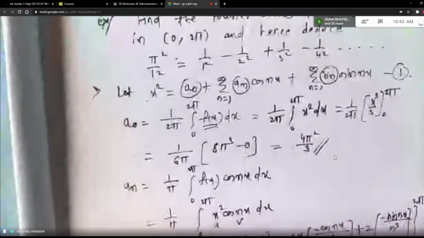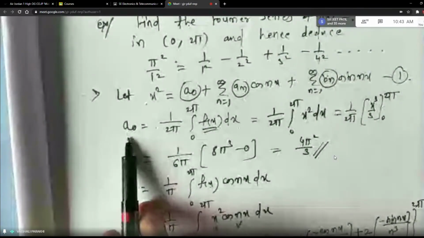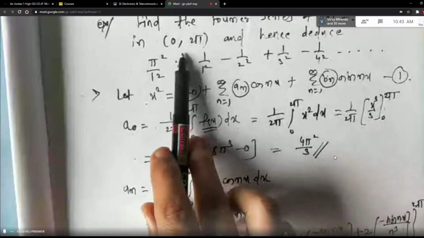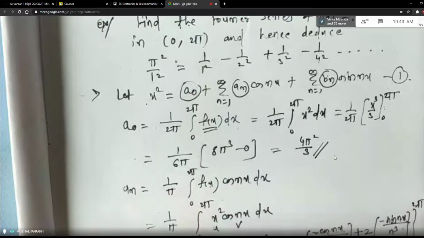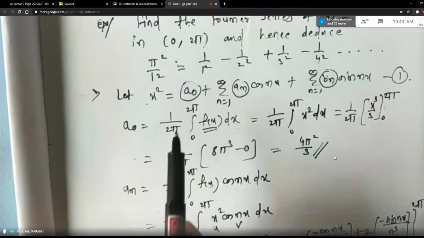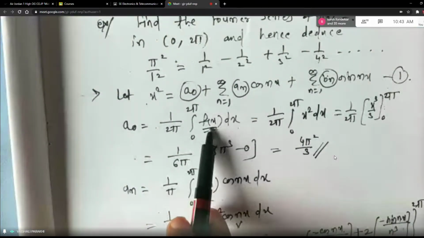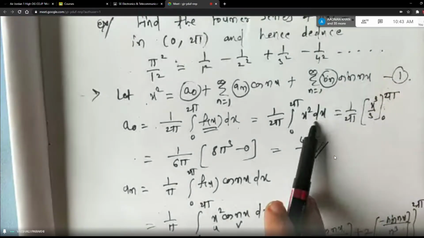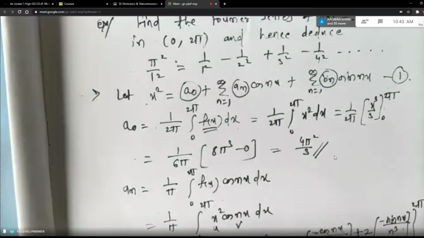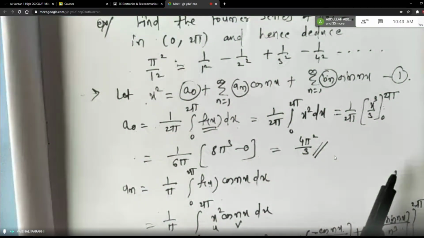Then I started finding a0 and an. We already got a0 and an; bn is remaining. What is the formula for a0, students? Looking at the interval, you have to change the formula. Here, what is the interval in which we are going to find the Fourier series? It is 0 to 2 pi. So use the corresponding formula, 1 by 2 pi integral 0 to 2 pi f of x dx. F of x is x square, which is already given in the problem, and by using normal integration formulas you get the answer for a0, which we got as 4 pi square by 3.